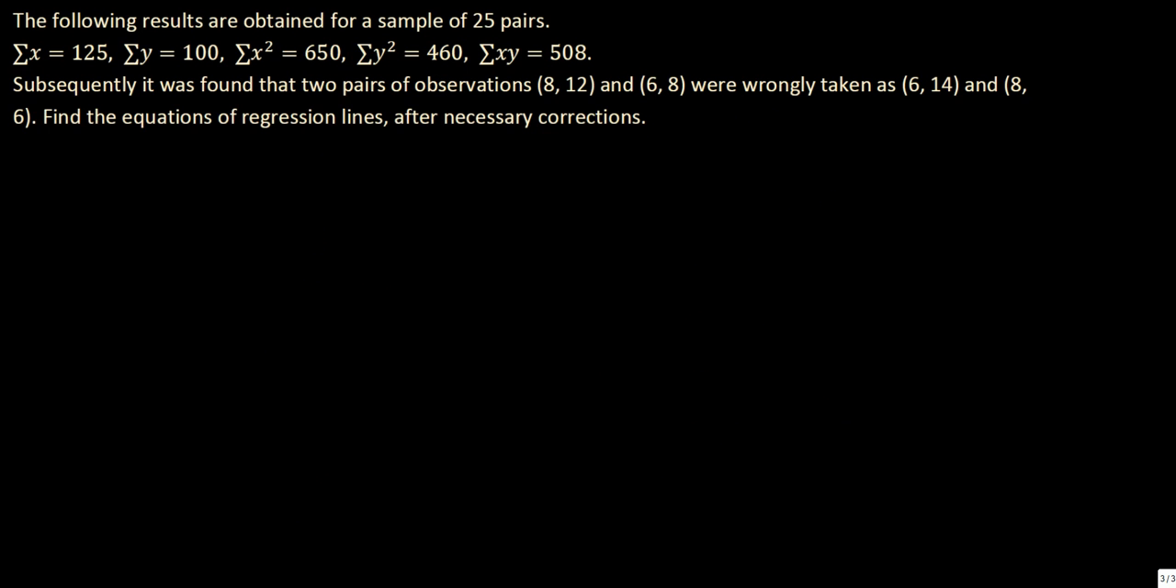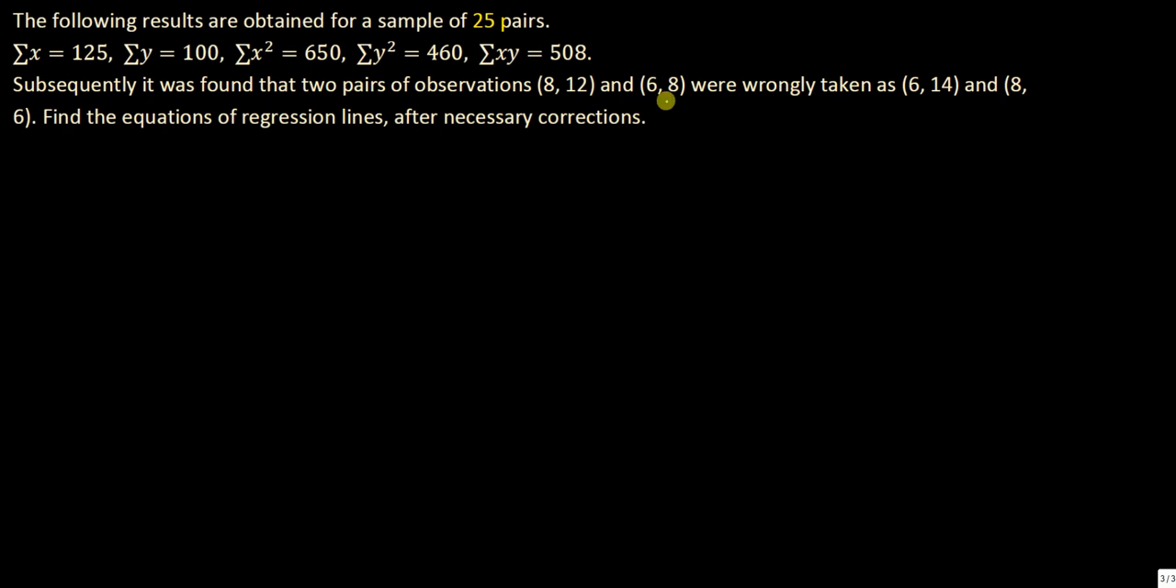Okay, our third question. The following results are obtained for a sample of 25 pairs, meaning n is equal to 25. Sigma x is 125, sigma y is 100, sigma x square is 650, sigma y square is 460, sigma xy is 508. Subsequently, it was found that two pairs of observations 8,12 and 6,8 were wrongly taken as 6,14 and 8,6. Find the equation of regression lines after necessary corrections.